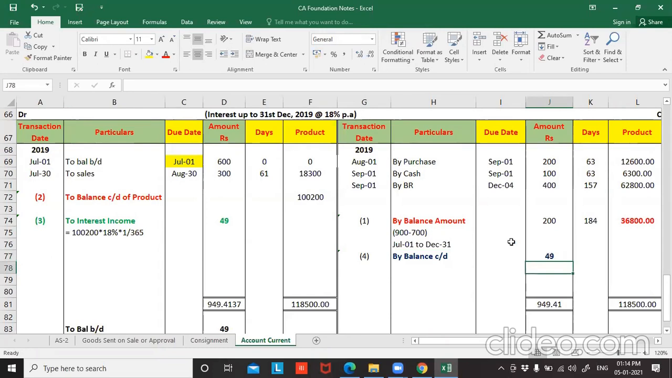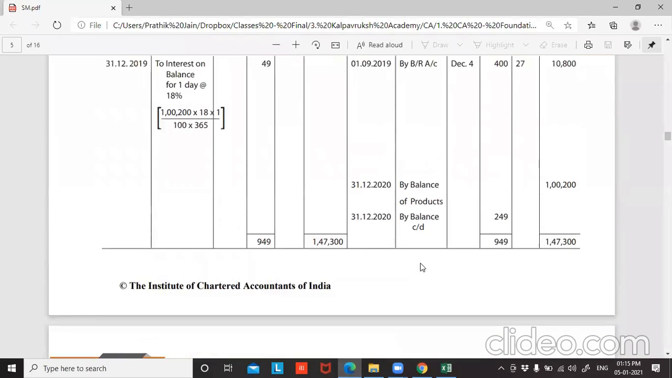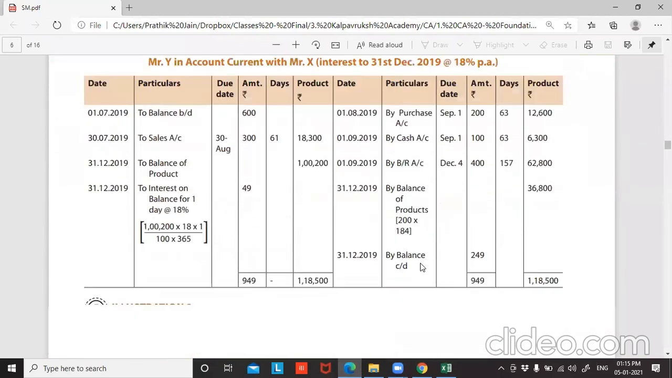Balance carried on will always be equal to the interest element, 49 rupees. This is the fourth and final step. Now is it matching, Bharat? Both put together is 249. In your textbook, they've done 249. If you see here, they've done 249.